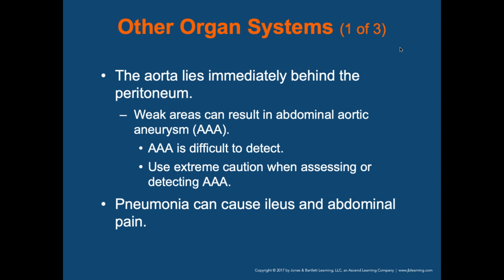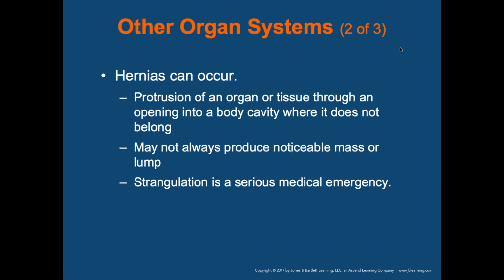Pneumonia can also cause the ileus and abdominal pain as well. Hernias can occur with protrusion of an organ or tissue through an opening of the body's cavity where it does not belong. If we have a person that has a hernia, do not take your thumbs and push it back in. They may do that to themselves. They've had it before, they kind of push it back in and they're good to go. We do not relocate hernias. Right? Let the physicians handle that kind of stuff.